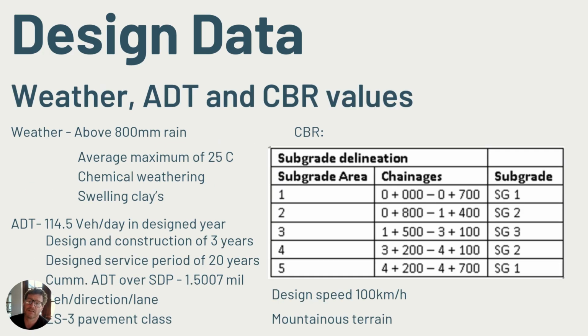The design data include the weather and rainfall. Importantly, higher than 800 millimeters rain per annum and a V0 value of 2. The average daily traffic at the start of the design process and the CBR values along the center line of the road. An accumulated average daily traffic of 1.507 million vehicles per direction per lane was found to be designed for over a design period of 3 years and a service period of 20 years, with an annual growth rate during the service period of 5%.